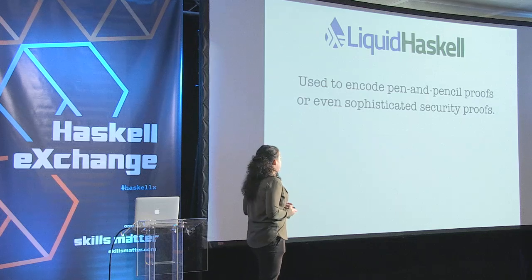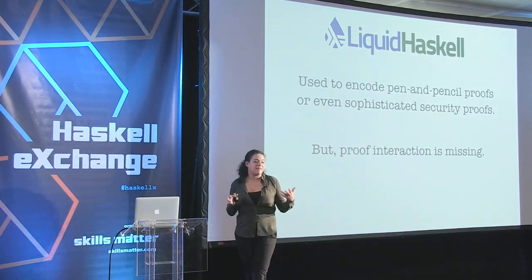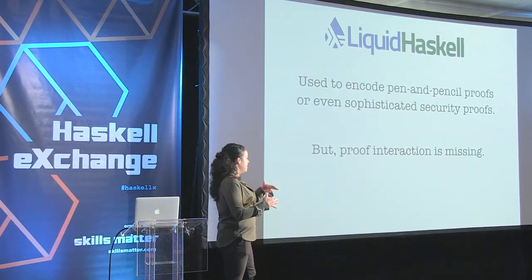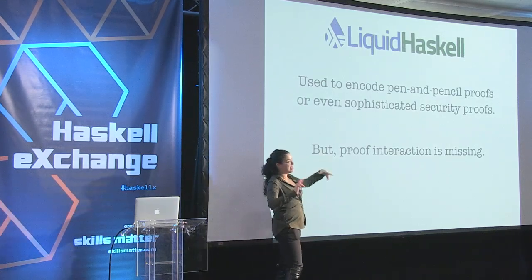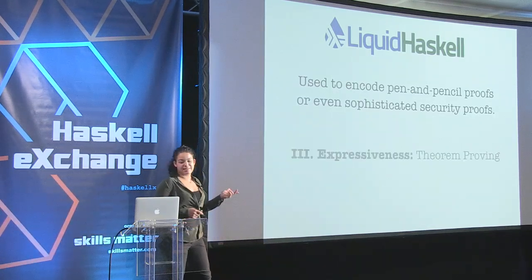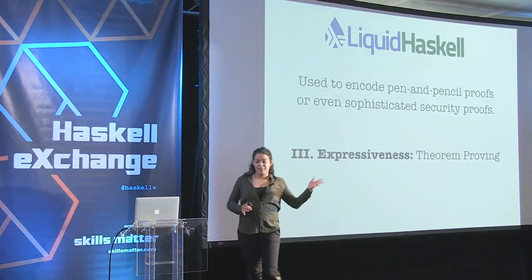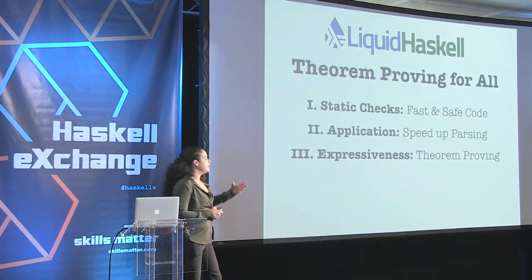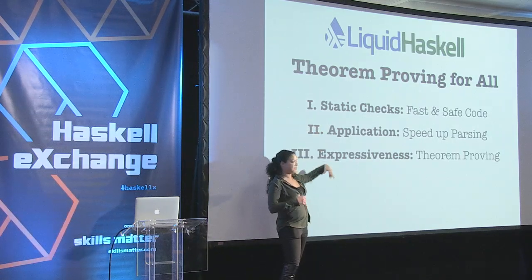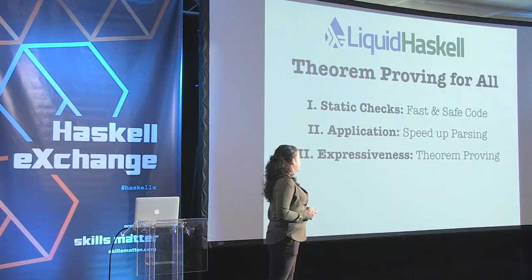But the problem there is that there is no interaction. It's not like Coq or other proof assistants that, if you get stuck, help you and tell you what to do. If you get stuck in LiquidHaskell, you need to figure out the next steps yourself. But my claim here is that LiquidHaskell can be used for theorem proving, not as an assistant yet, but you can do theorem proving on top of all this static verification and checks that you can use in your application to eliminate all these runtime checks.